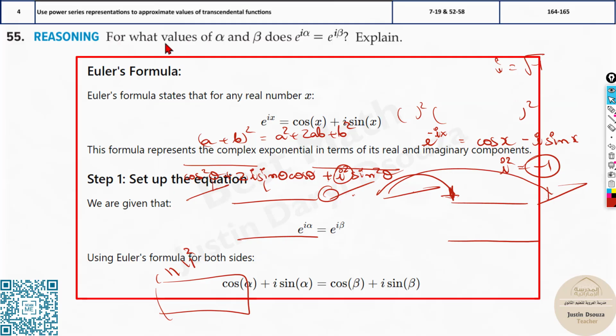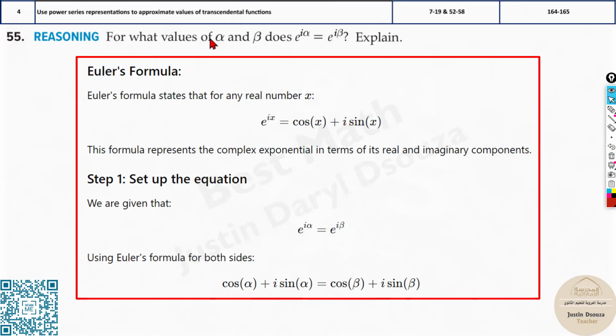What about this question? For what values of alpha and beta does e to the power i alpha equal e to the power i beta? Explain. Now again, it's Euler's formula. We have just done it a while ago. Instead of x, we have alpha and beta. Now over here you can see which are common terms, which are equal to each other. The real part will be equal to the real part, the imaginary will be equal to the imaginary, because they have clearly told they are equal to each other, alpha and beta. So they are equated to each other, right?